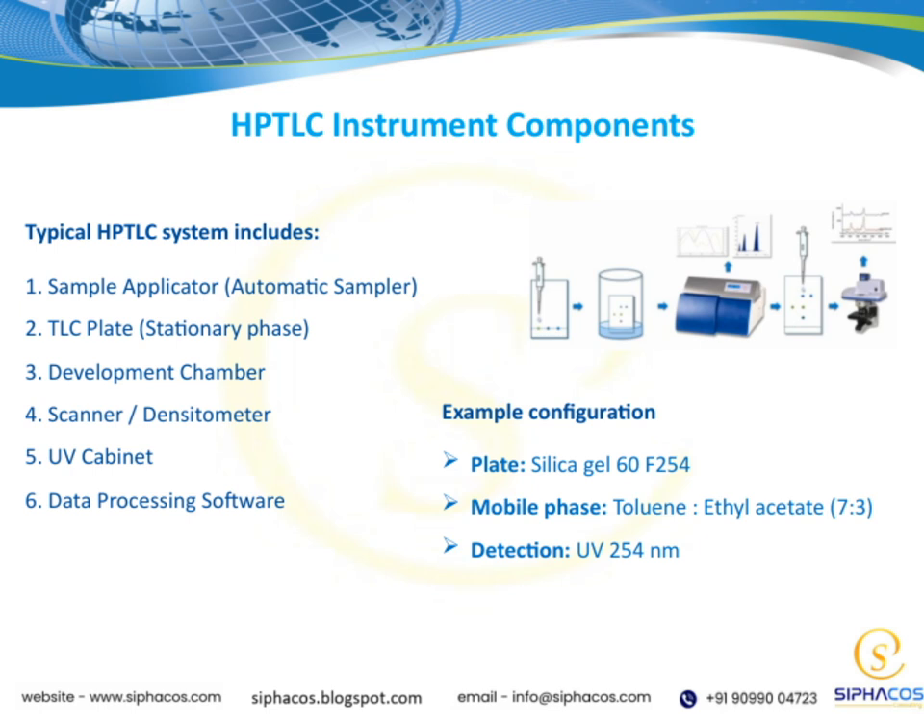The UV cabinet provides the necessary UV light for visualization, especially for UV-active compounds. Finally, all the data collected is processed by specialized software, allowing us to interpret the results accurately. Together, these components form a cohesive system that allows us to perform high-performance thin-layer chromatography efficiently and reliably.